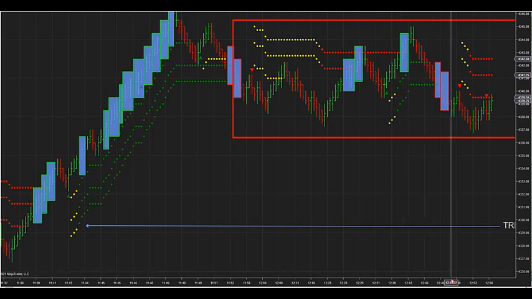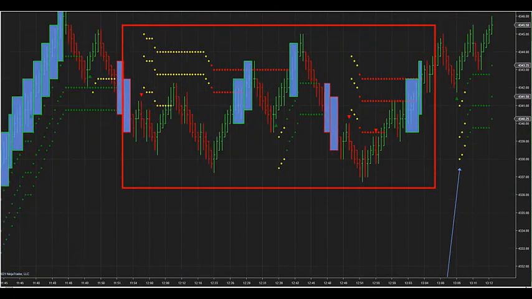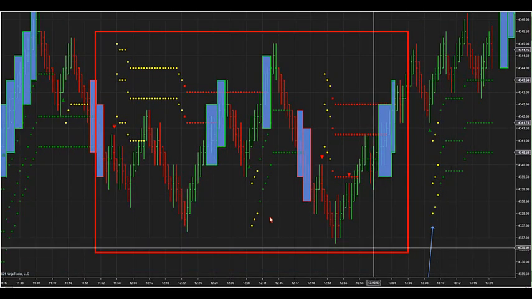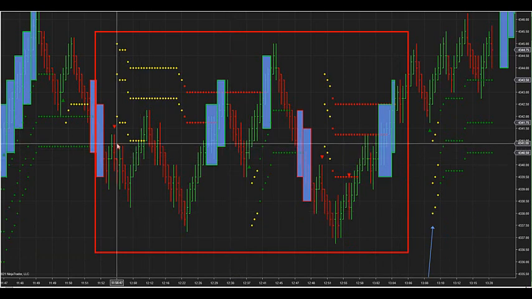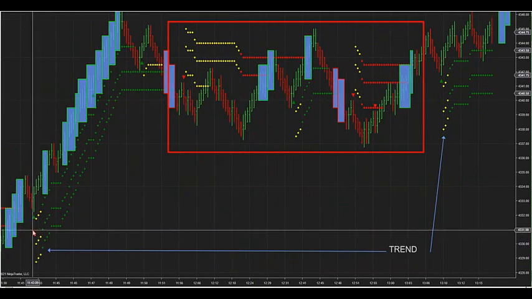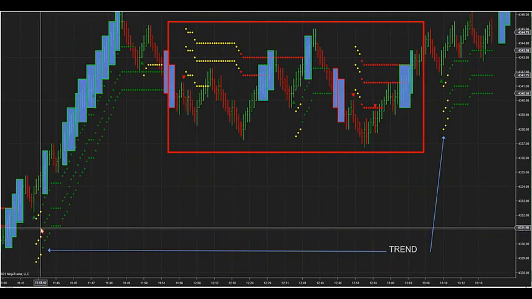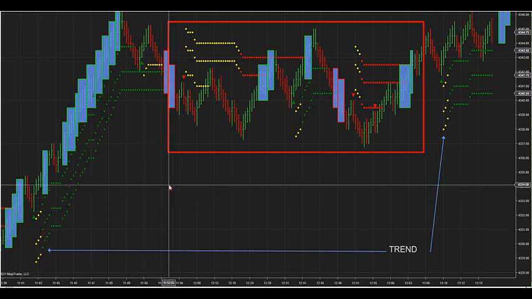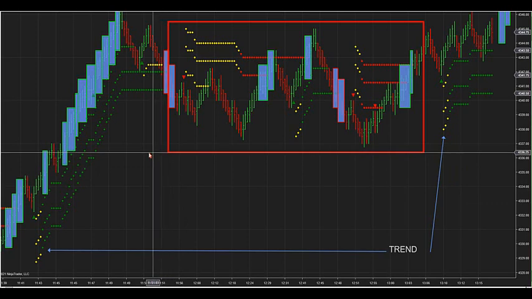But what happens is that we all know that when you get after around 10:45 to 11 o'clock, you start going to chop mode. And this is chop. And let me show you what chop looks like. Chop is when, if you notice trend, you just have three yellow dots setting higher highs or three higher lows, and then all of a sudden you go into trend. This is when you start getting into chop.